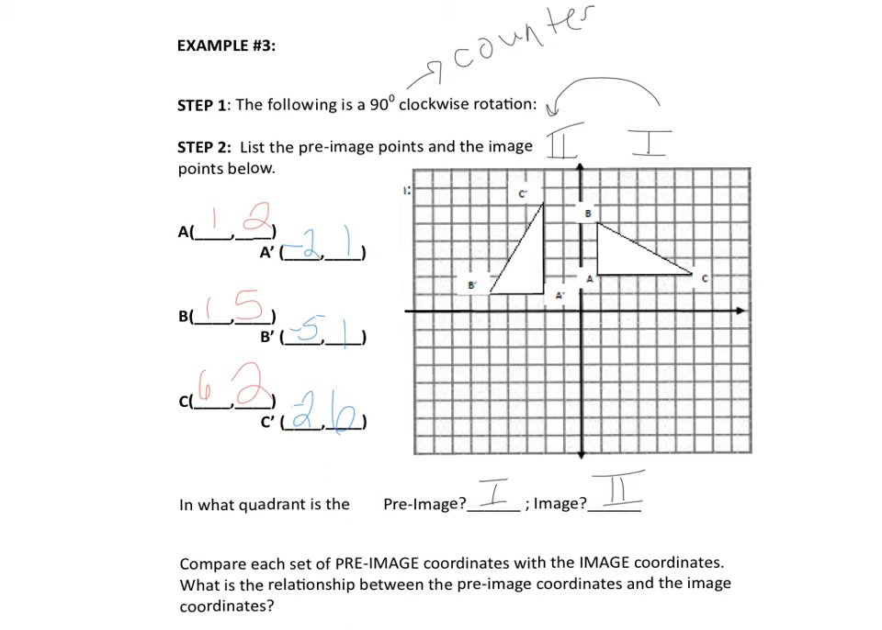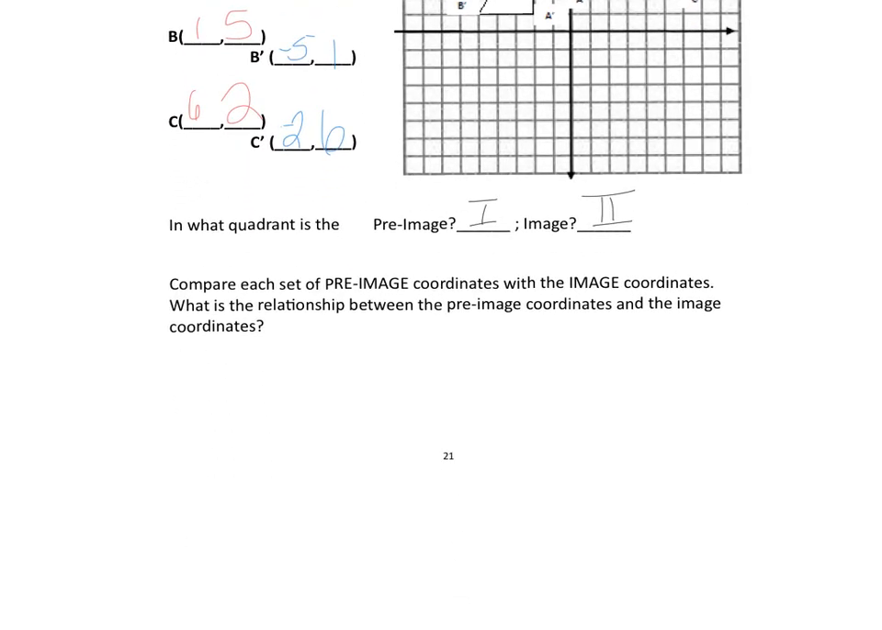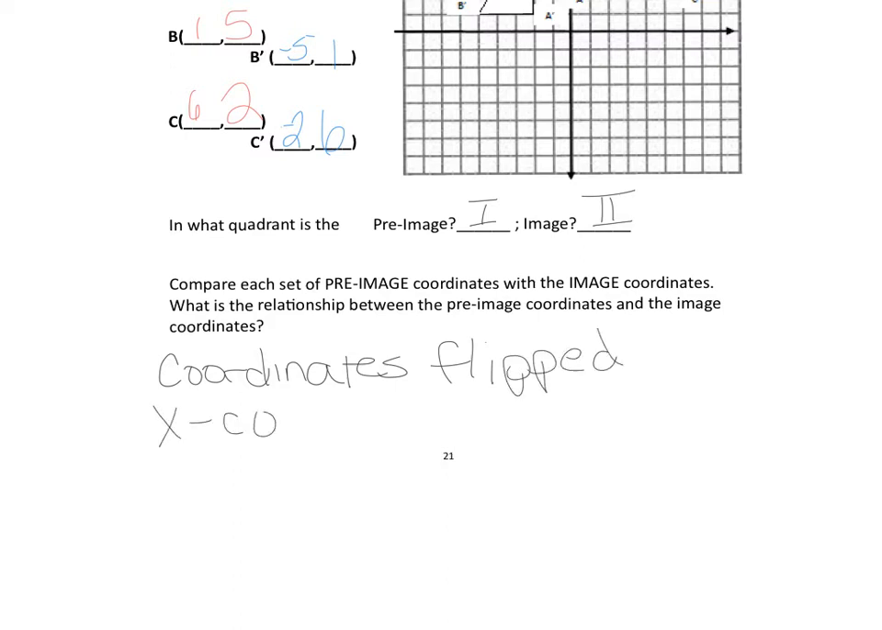So the question is, what do you notice happened with the coordinates between the pre-image and the image? Hopefully you notice that once again the coordinates flipped. And this time the x-coordinate is negative.